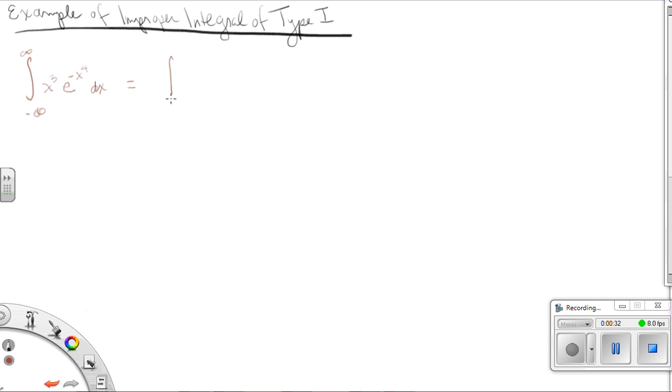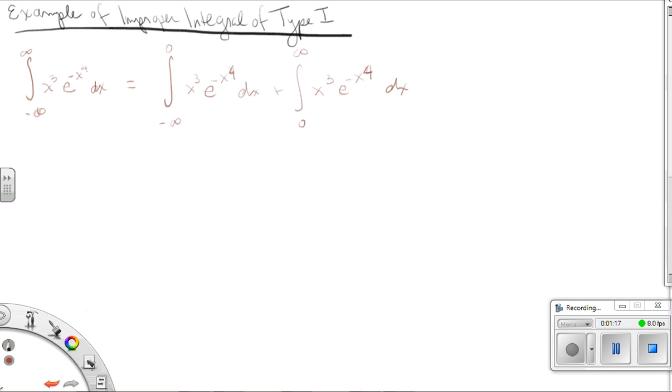So let's split this up at 0. Negative infinity to 0 of x cubed e to the minus x to the fourth dx, plus the integral from 0 to infinity of x cubed e to the minus x to the fourth dx. If both of these integrals converge, then the original integral converges. If either of these integrals diverge, then the original integral diverges. So let's work on this.